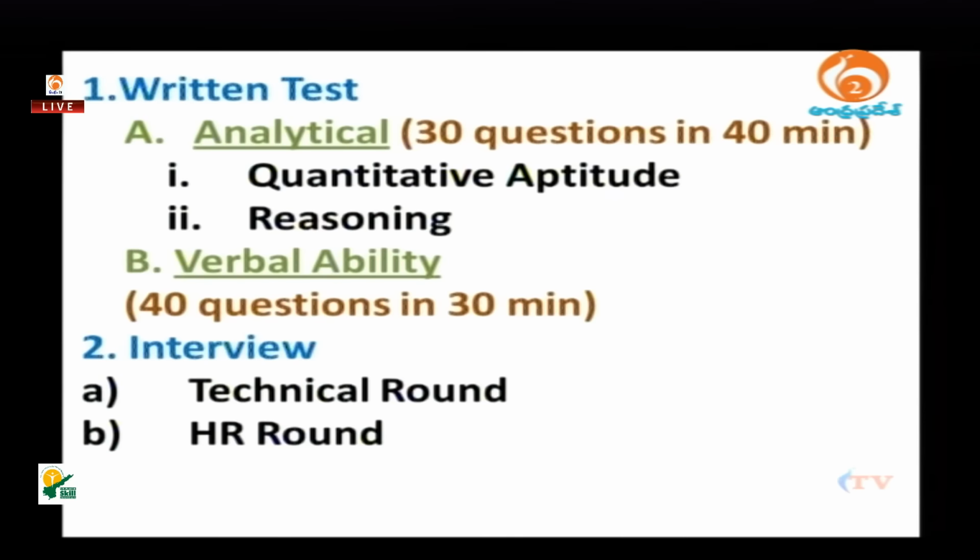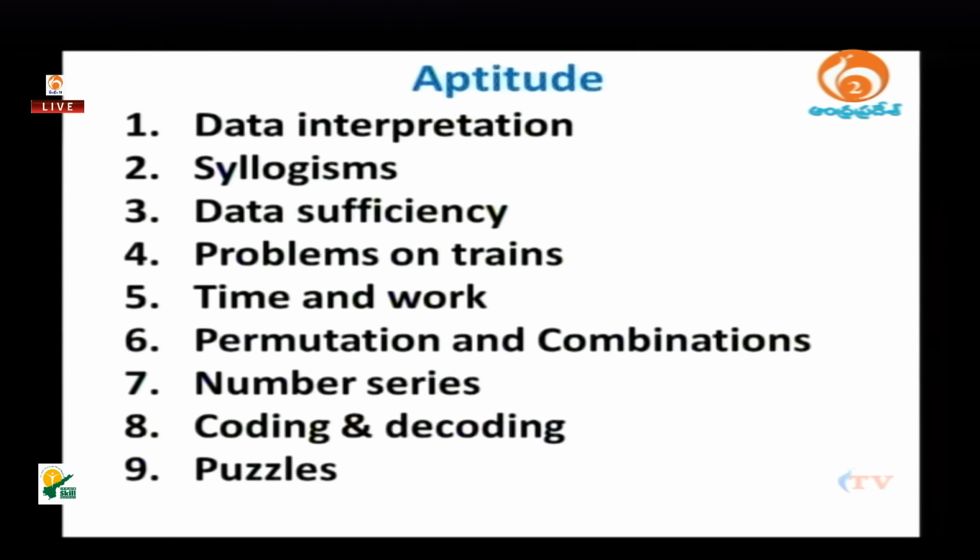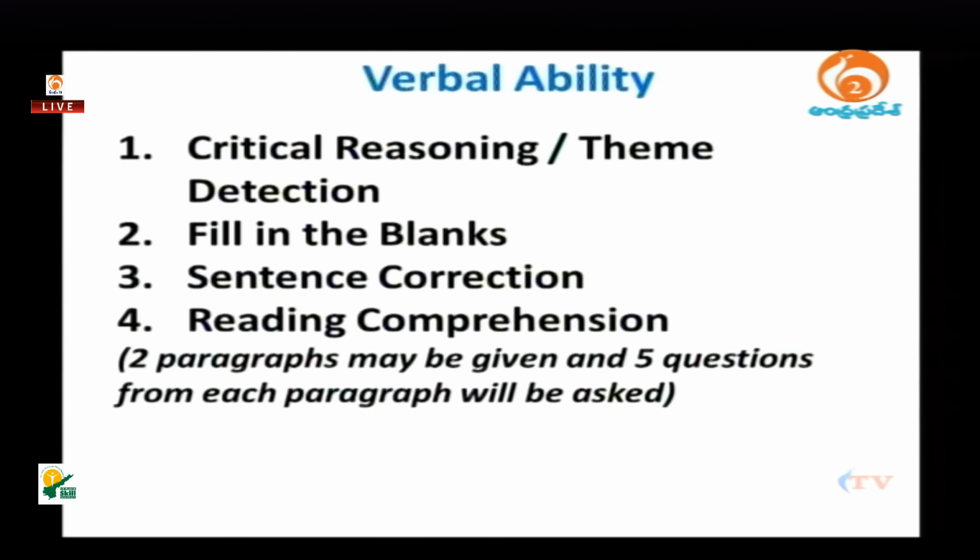The areas of quantitative aptitude and reasoning are data interpretation, syllogism, data sufficiency, problems on trains, time and work, permutation and combinations, number series, coding and decoding, and puzzles. As far as verbal is concerned, you will have questions from critical reasoning and theme detection, fill in the blanks, sentence correction or sentence improvement, and reading comprehension.